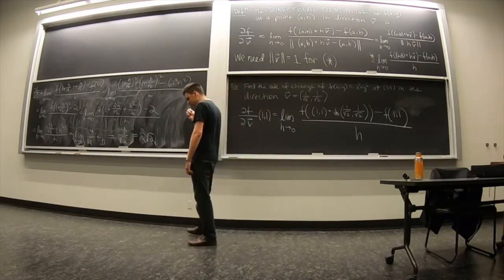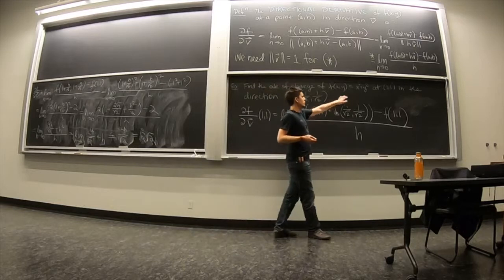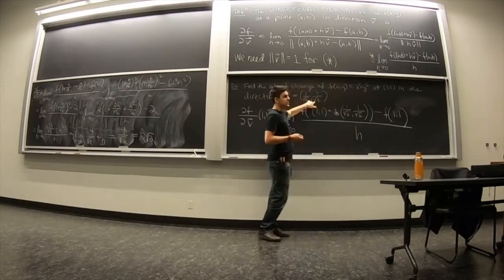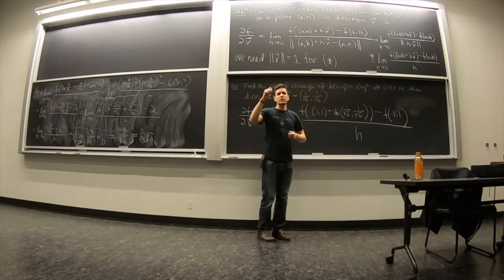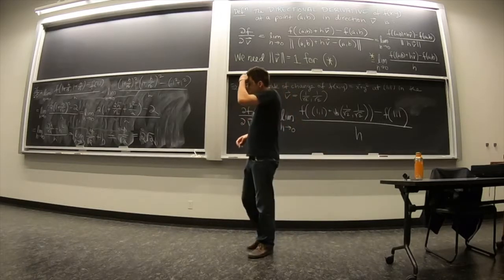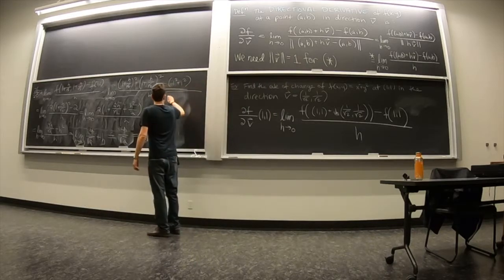Okay, so it gives us some slope. What does this number represent? If we were a little ant standing on the graph of this function, and we walked in this direction, we would experience a particular slope, a particular rate of change. And notice that this rate of change is different.